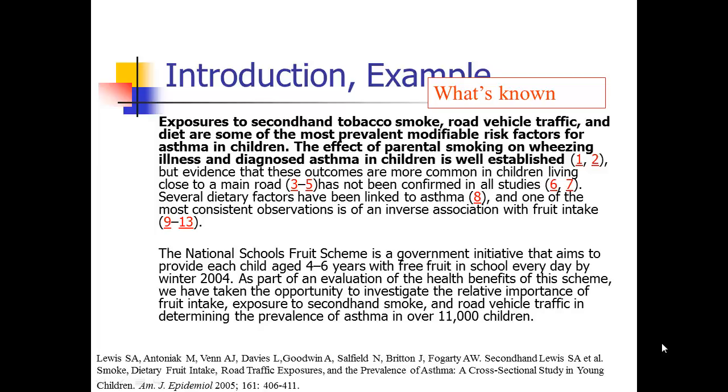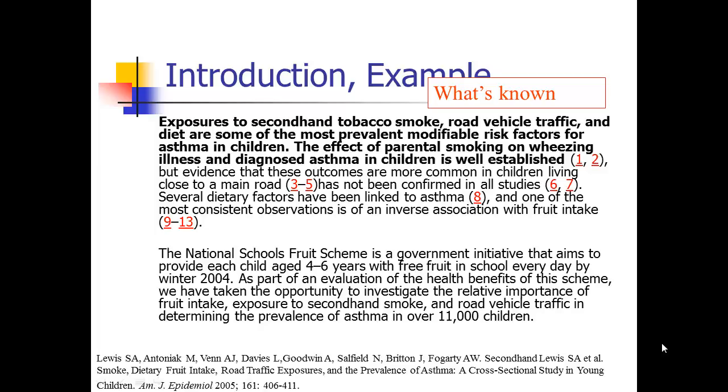So they say exposures to secondhand tobacco smoke, road vehicle traffic, and diet are some of the most prevalent, potentially, these are the potential risk factors and modifiable risk factors for asthma in children. So here are 3 things that other people previously have speculated are causes of asthma. Now, one of those we know with pretty good certainty. So the effect of parental smoking on asthma is well established. So that one we know pretty well.